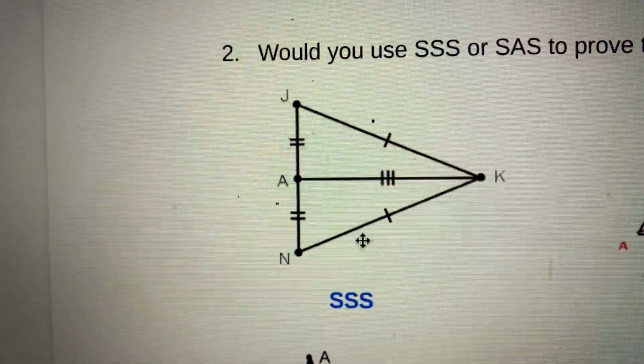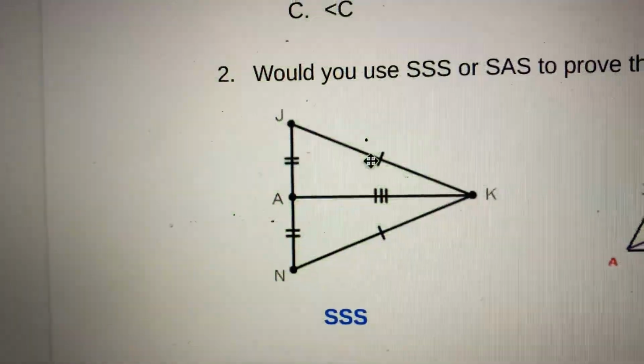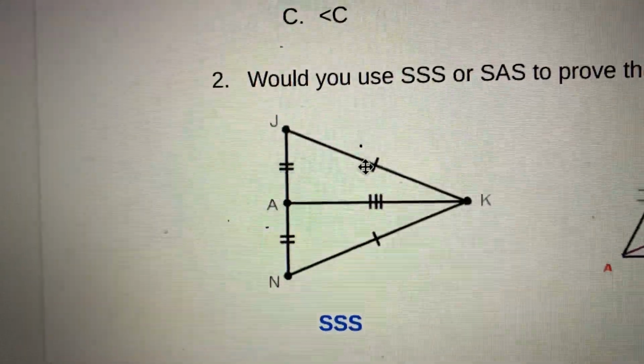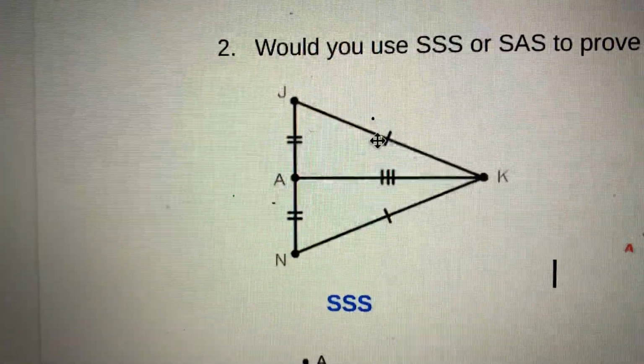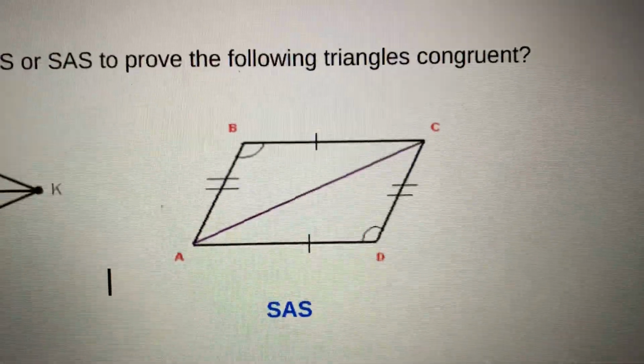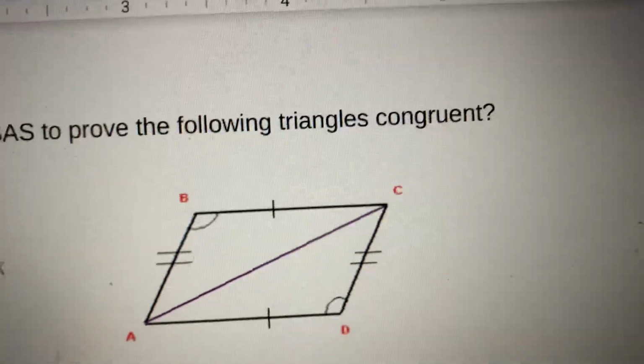So if you look and you see, oh, I see that there are 3 of the same markings on each triangle, it's a good indicator that it's going to be side, side, side. On this one, we have 1 check here.